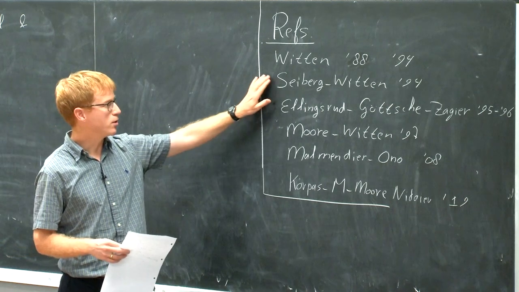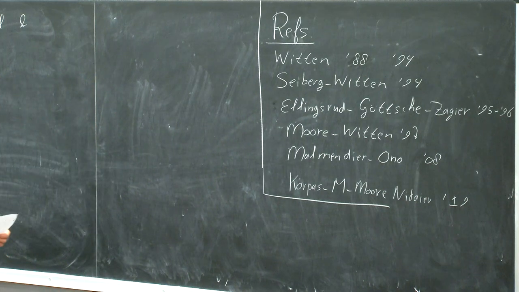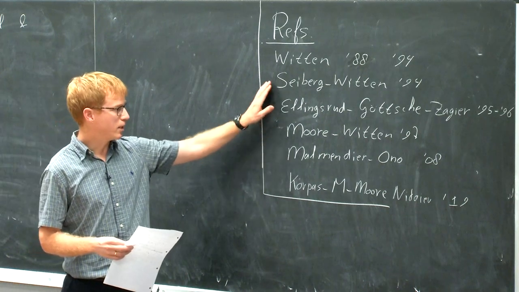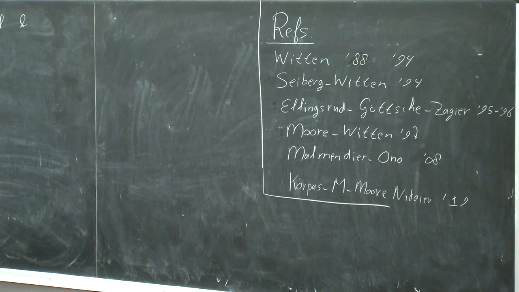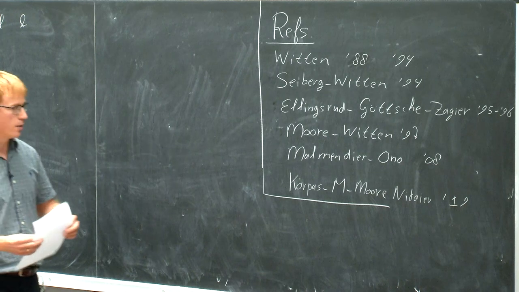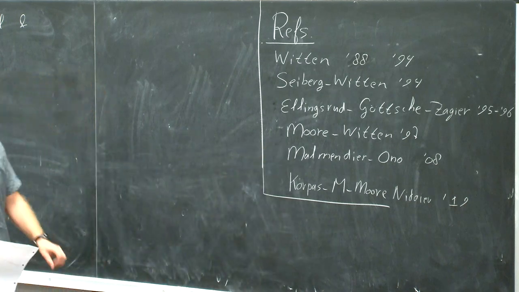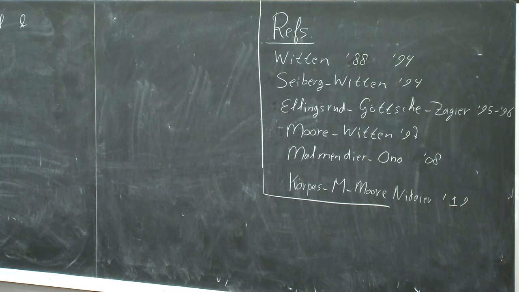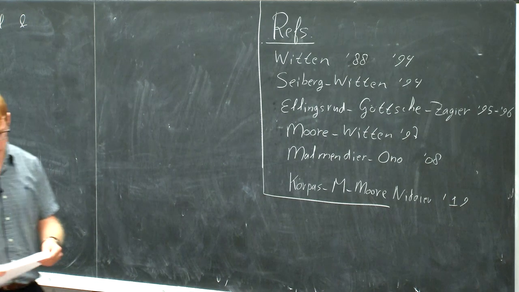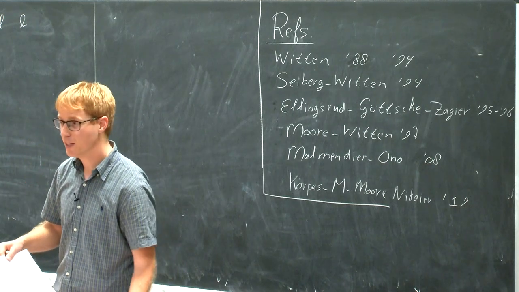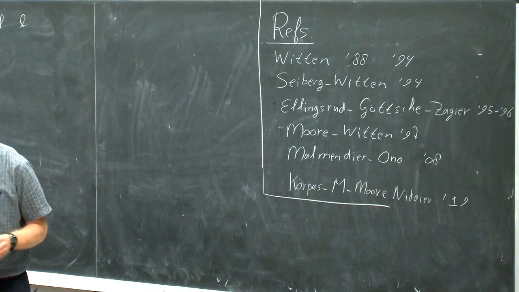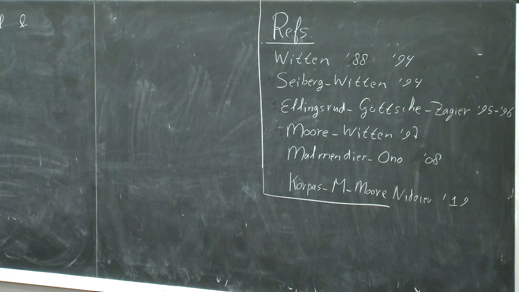You need to use the full Seiberg-Witten solution. And then using that full solution, you can evaluate the so-called U-plane integral, which I will explain in more detail. And there are some more recent works, which I will touch upon, hopefully, in the lecture tomorrow. So please interrupt with any questions. I'm not quite familiar with everybody's background, so if there are any questions, let me know.